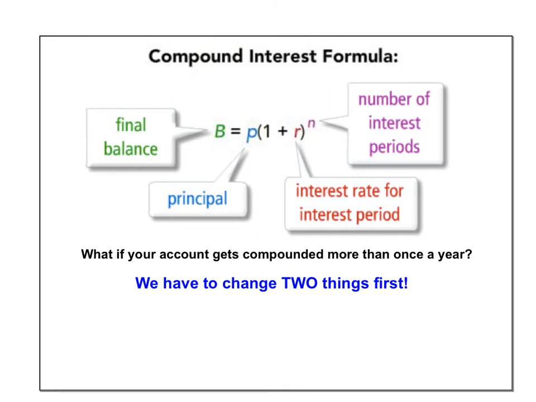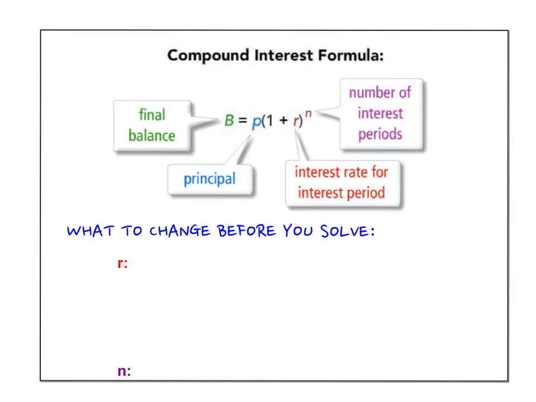So as you can see, there's 2 slight changes that we need to make before we start using the formula with the numbers as they are given. So we have to change R and N before we're allowed to plug it into the formula. In order to change R to account for just the amount of that rate that you're getting for that one particular interest period, you're going to take that rate, and we're still using decimals, and you're going to divide it by the number of times per year.